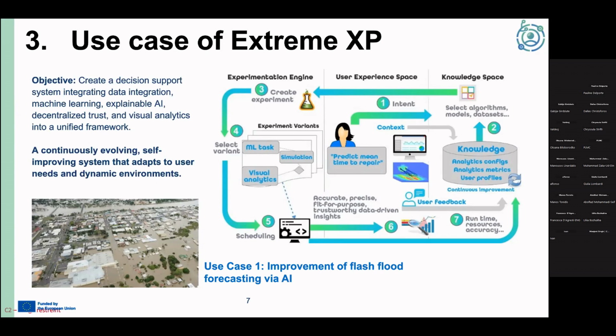So we are saying that each experiment is unique, and this workflow with machine learning models will create these unique experiments. And the improvement of flash flood modelling is one of the use cases, among other use cases, for example cybersecurity and mechanical problem prediction. So other use cases are working in this project as well.